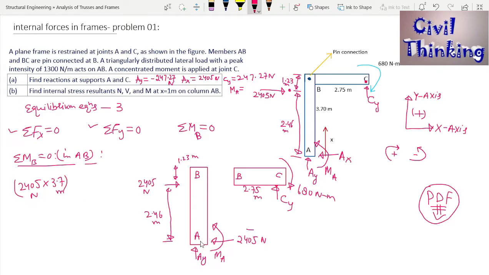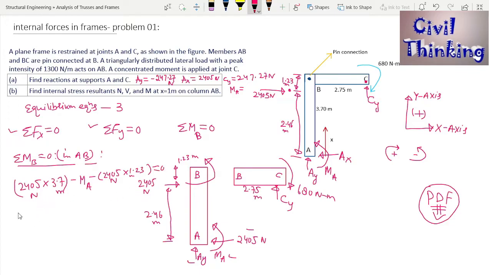Is there anything else? Yes, there is an anti-clockwise moment at A. And I told you if there is a moment at any point, it means this moment is everywhere in AB. So this is anti-clockwise, so it is going to be negative, minus MA. Now this is AY, but it is passing through B, so there will be zero moment due to AY. Here is also another load 2405, which is at a distance of 1.23 from B. It will exert an anti-clockwise moment, which is negative: minus 2405 Newton multiplied by 1.23 meters, equal to 0.